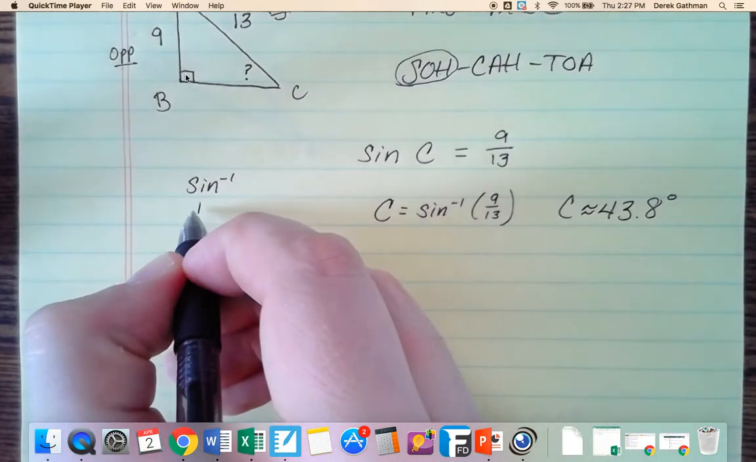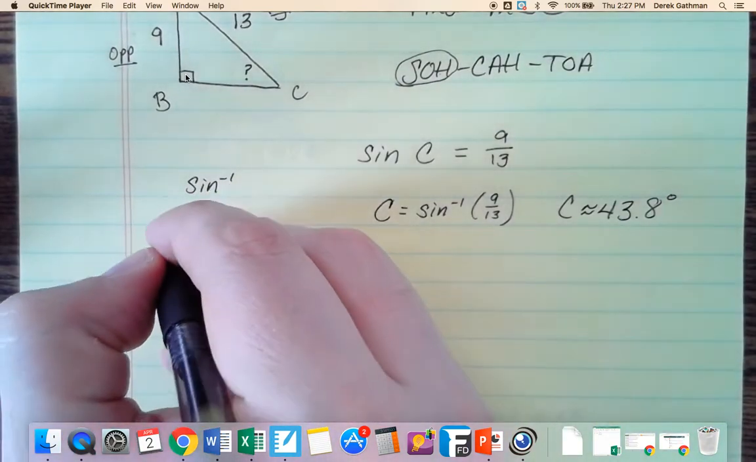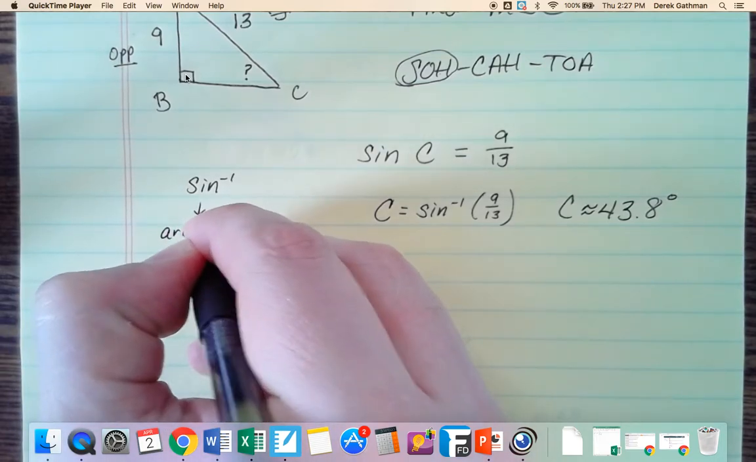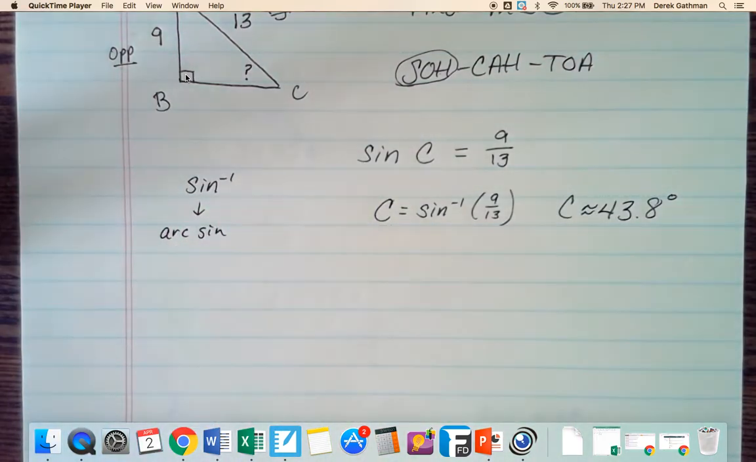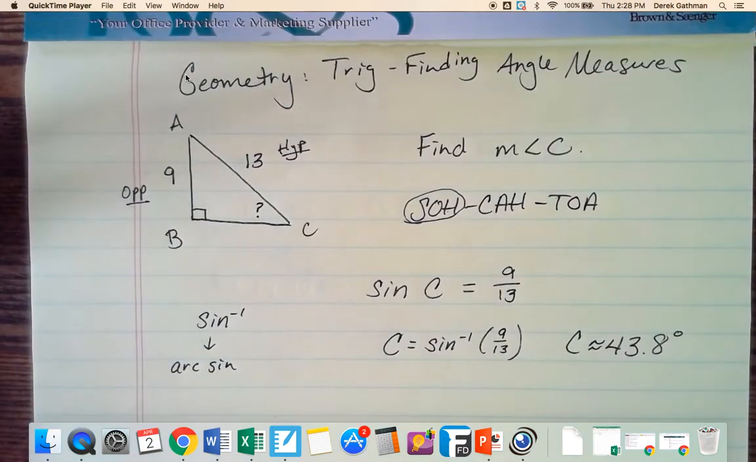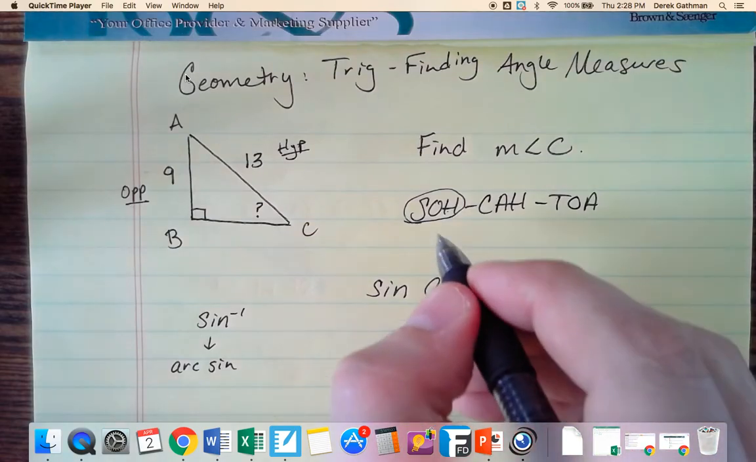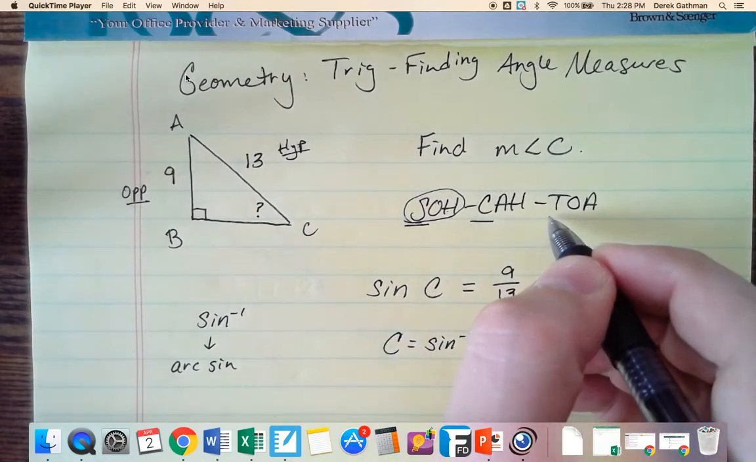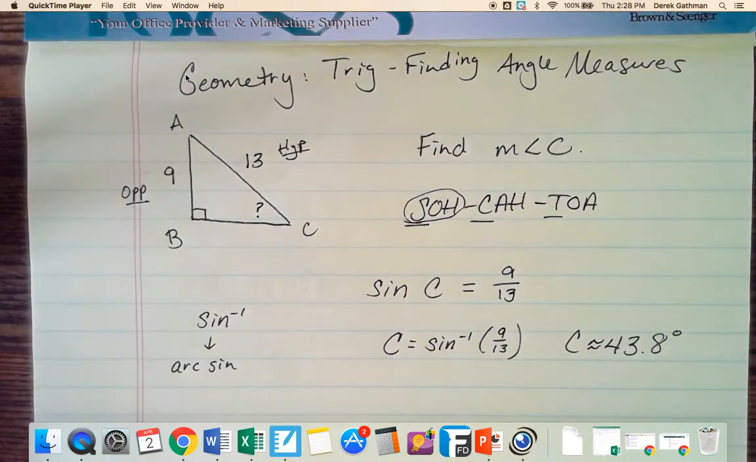Another way that you might see the inverse sine on your calculators is what's called the arc sine. Those two are the same thing. So, finding the missing angle measurement is pretty straightforward. There's really only one way. You just have to find it possibly using sine, cosine, or tangent.